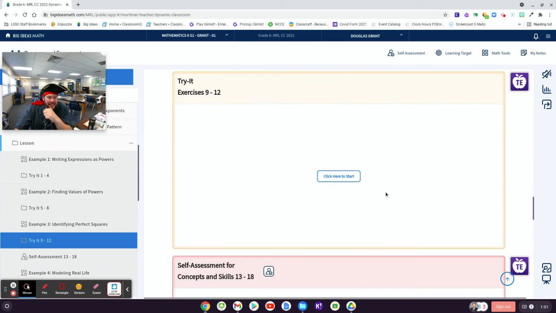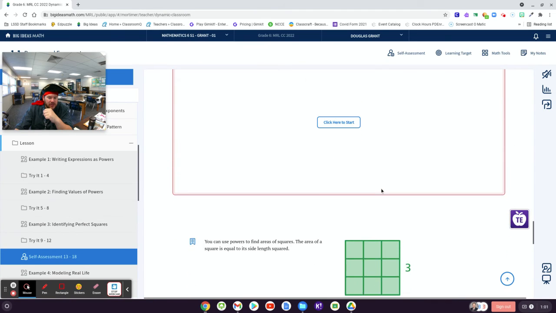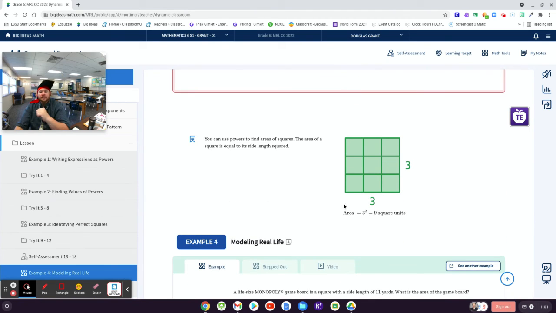And the last example that we're going to do is how to use these in real life. You can use powers to find areas of squares, and that's why squares are called squares. The area of a square is equal to its side length squared. So like here, if you have a side length of 3, and this is a square, then the area is 3 squared, or 3 times 3, which is 9 square units. If it's a square, you just multiply the side by itself, and that's the area.